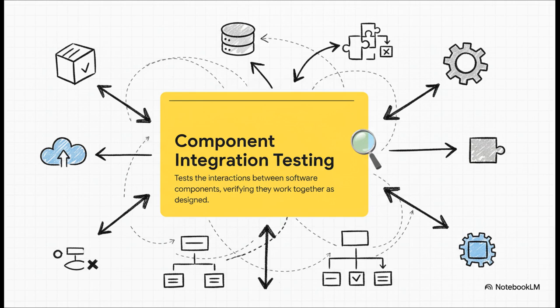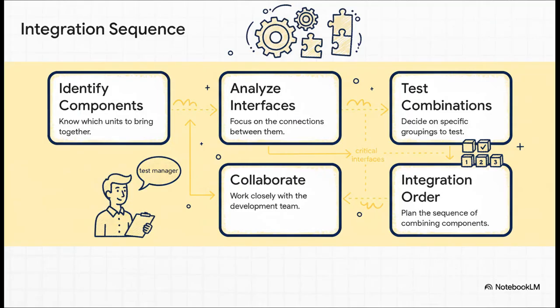This stage, which you'll often hear called component integration testing, is all about the handshakes and the conversations happening between all those different components. And this right here, this is exactly where a test manager really earns their paycheck. Your job is to orchestrate the entire integration strategy alongside the dev team. You're asking the big questions. Which pieces do we connect first? In what order? Where are the interfaces that are most likely to break? You've basically transformed from a micromanager of units into a strategic coordinator of a whole system.